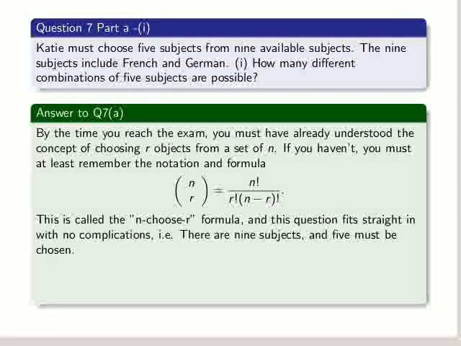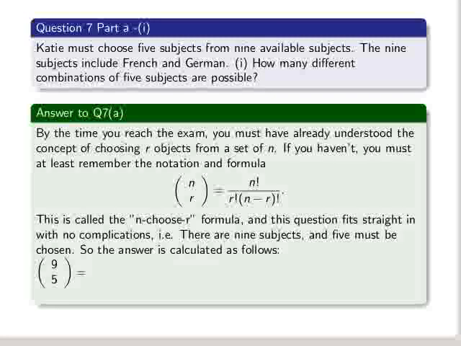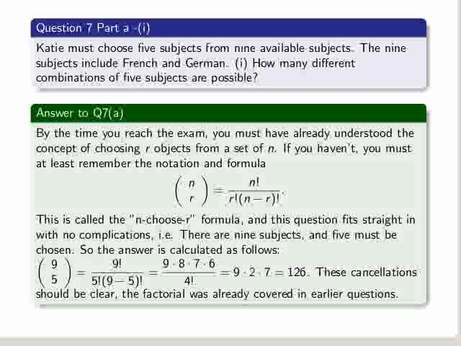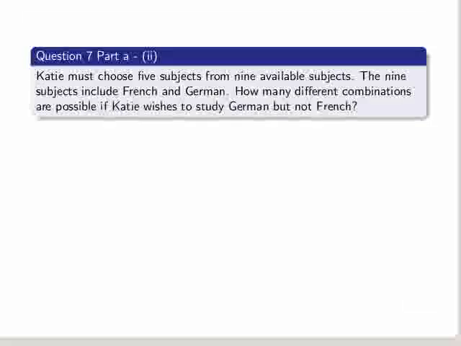There are 9 subjects and 5 must be chosen, so the answer is calculated as 9 choose 5, and that's 9 factorial over 5 factorial times 9 minus 5 factorial. We expand the top and the bottom, look for cancellations, and see 9 times 2 times 7, which equals 126. These calculations should be clear. The factorial was already covered in earlier questions in paper 1. So the answer is 126. There are 126 combinations of choosing 5 from 9 subjects.